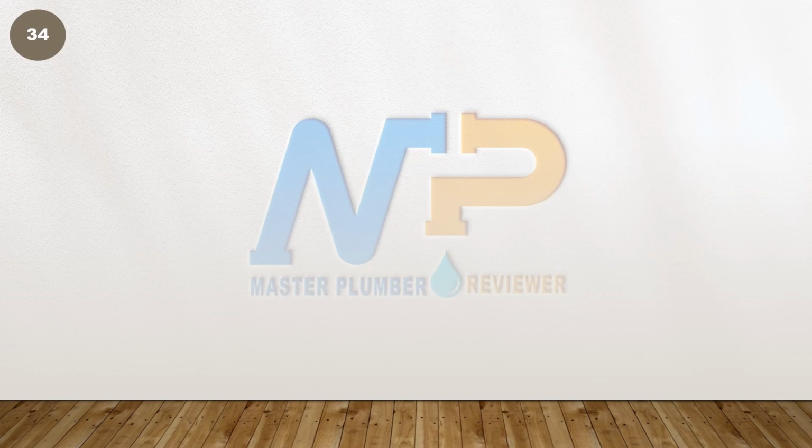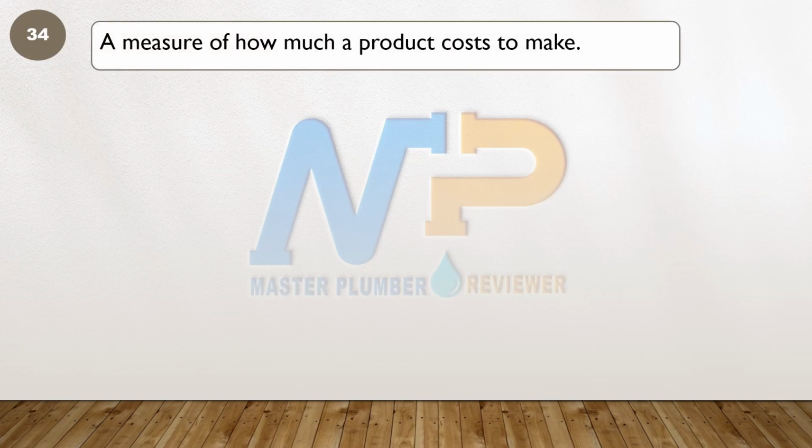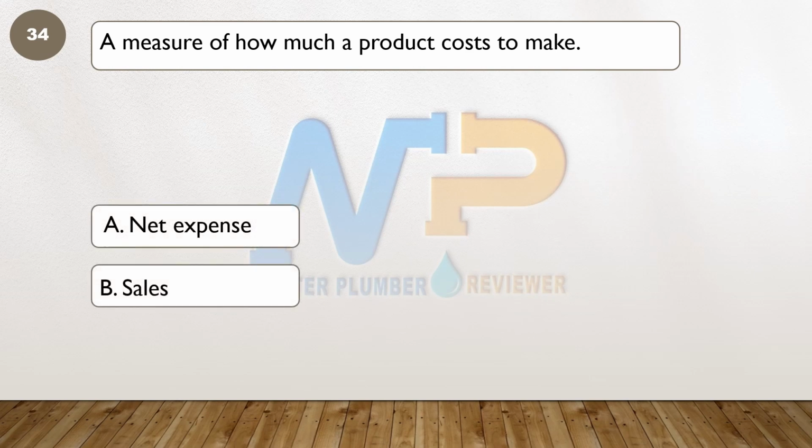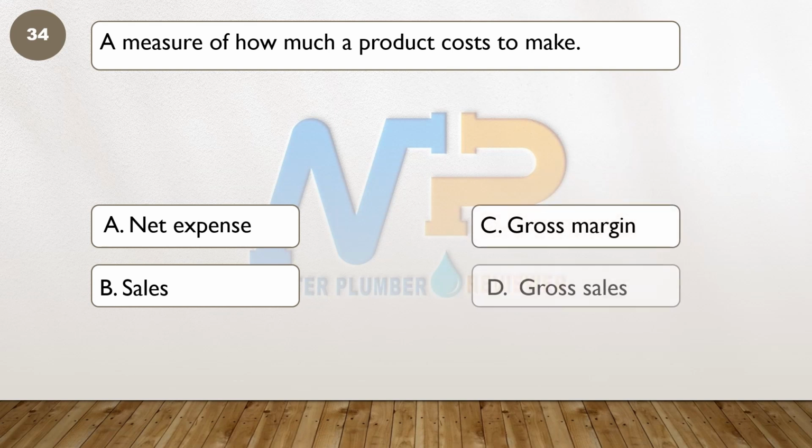Number 34. A measure of how much a product costs to make. A. Net expense. B. Sales. C. Gross margin. D. Gross sales. The answer. It's C. Gross margin.